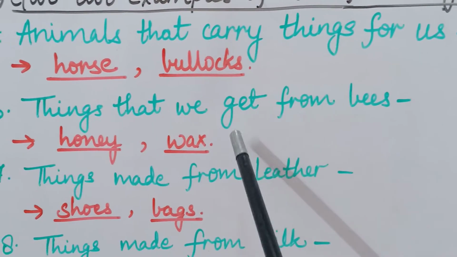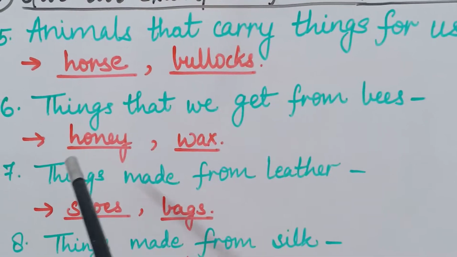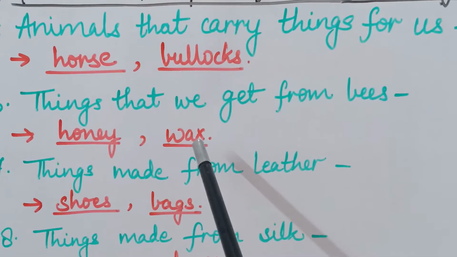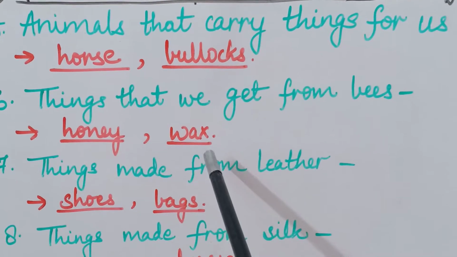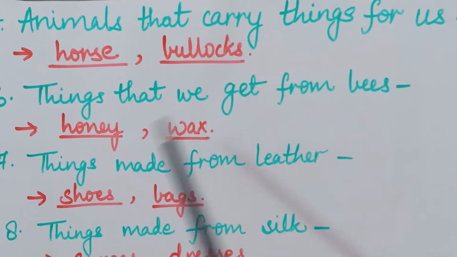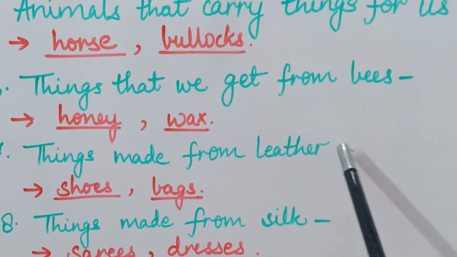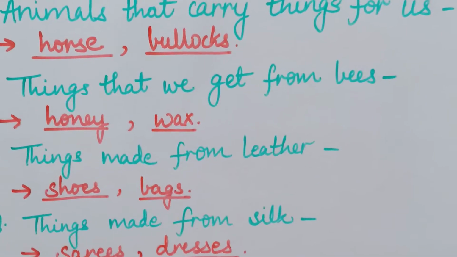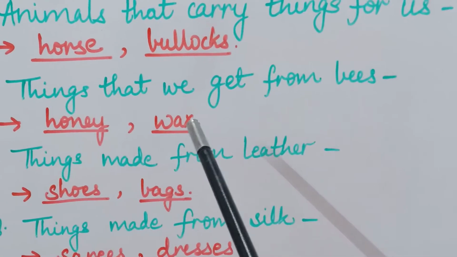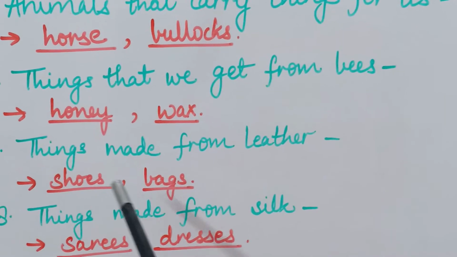bees से हमें कौन सी दो चीज़ें मिलती हैं? Honey and wax. Okay, we get honey and wax from bees. Now the seventh one, things made from leather. I explained you this before also. Things made from leather are shoes and bags.